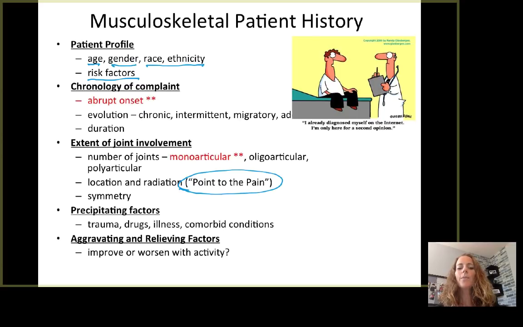Precipitating factors, what may have led up to the condition: trauma, drugs, changes in certain medications can cause certain musculoskeletal conditions. I'm sure Dr. Liu will have a lot to tell you about these. Other illnesses or comorbid conditions that might make certain conditions more likely. For example, did you know that in diabetic patients, carpal tunnel is fairly common? Aggravating and relieving factors, we already talked about this, but some conditions improve or worsen with activity.